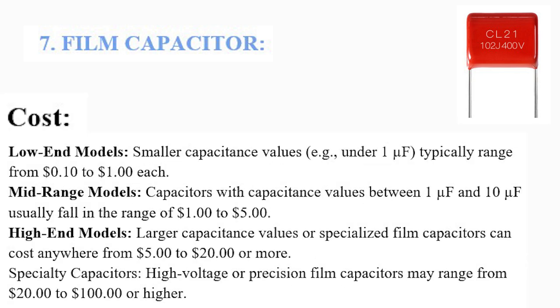Cost for film capacitor. Its cost depends upon the type you need. For low-end models, it can vary from $0.10 to $1 each. For mid-range models, it can vary from $1 to $5. For high-end models, it varies from $20 to $100 or maybe higher.